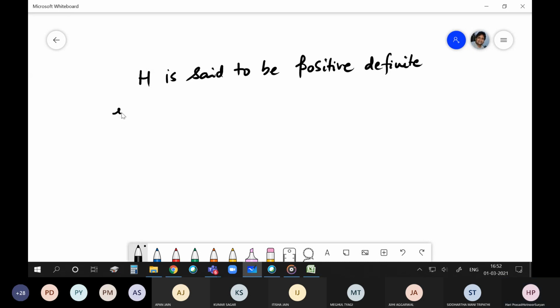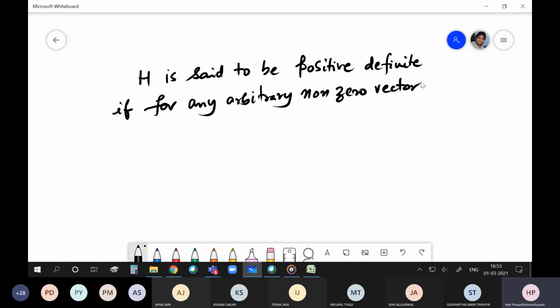Okay, for any arbitrary non-zero vector. What is a non-zero vector? It is a vector whose magnitude or length is non-zero. That means at least one element should be other than zero. Then only you will have some magnitude. If all are zero, then you will have a zero vector, isn't it?